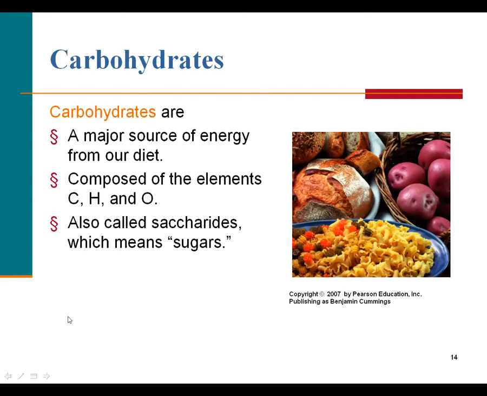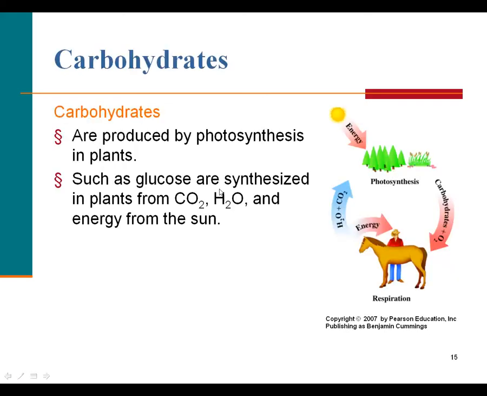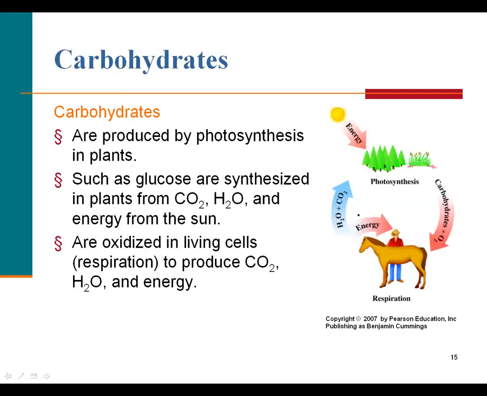Again, they're oftentimes called sugars, and basically made up of three elements: carbon, hydrogen, and oxygen. They are produced through photosynthesis in plants and respiration, and we have H2O and CO2, which makes a nice little cycle where we have carbohydrates and O2 as energy in this respiration process that occurs.